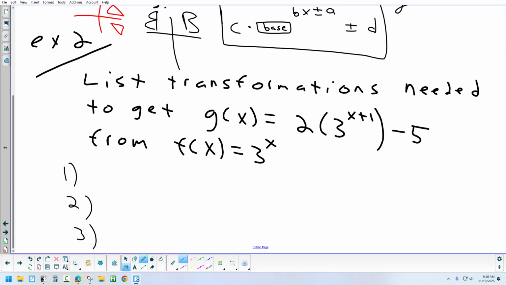Okay. So what number would we focus on first in this case to get our first transformation? The positive 1. Yep. What's the +1 in the exponent going to do? Yep, Vanessa? It's going to shift it left. It's going to shift it left 1 unit. Good. All right. So we dealt with that. What number are we going to focus on next?